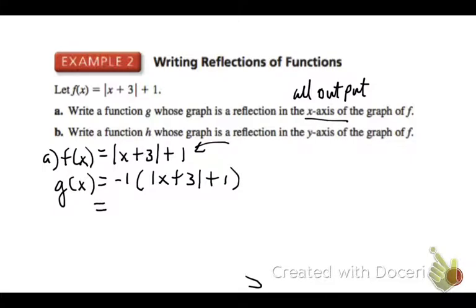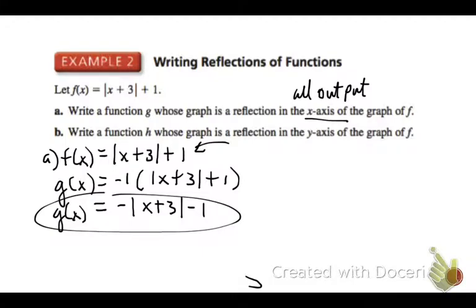Now when I distribute to an absolute value, it doesn't go inside the absolute value. It simply stays out front. And then I distribute that negative to the 1. So this new function will be the one that is an x-axis reflection. What's nice is if you have your graphing calculator, you can always enter the original function and the new function and see if the new function is transformed the way you want it to.